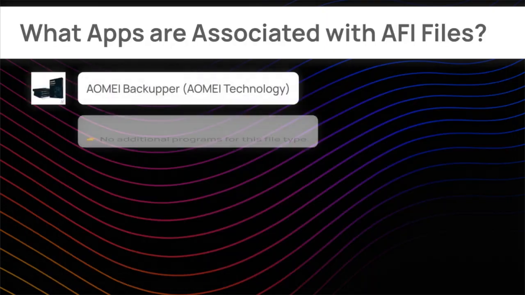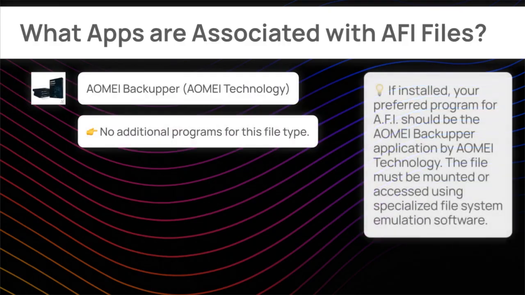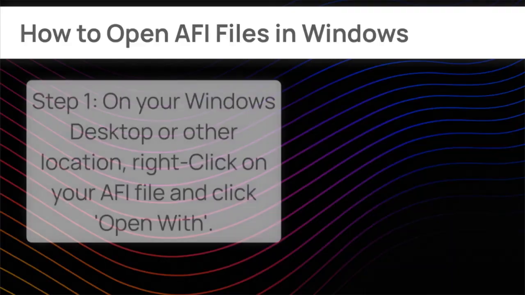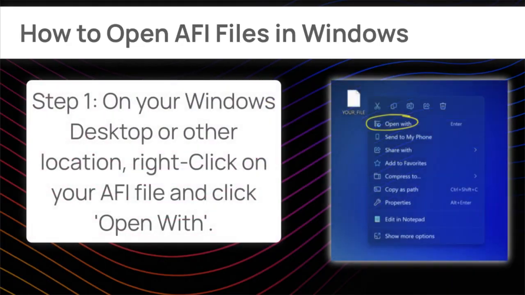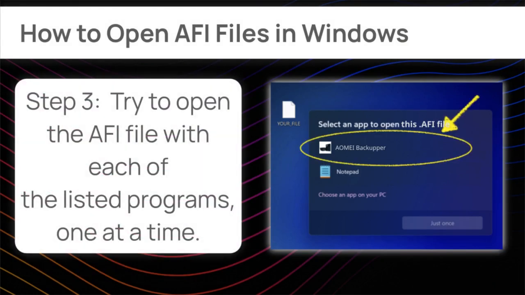If installed, your preferred program for AFI should be the AOMEI Backupper Application by AOMEI Technology. Windows doesn't display backup contents, so you must use a tool capable of restoring that format. To open this specific AFI file, right-click your file and select Open With. If AOMEI Backupper is available, use that first. If it's missing, choose another program. Don't worry if it takes a few attempts to find the right software.